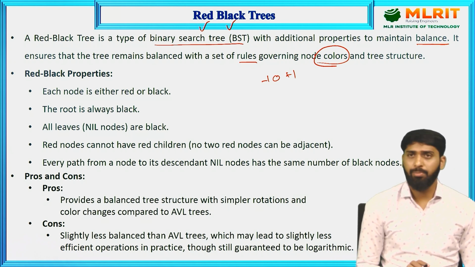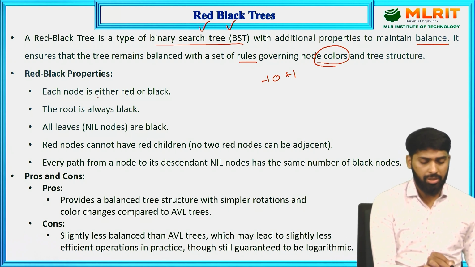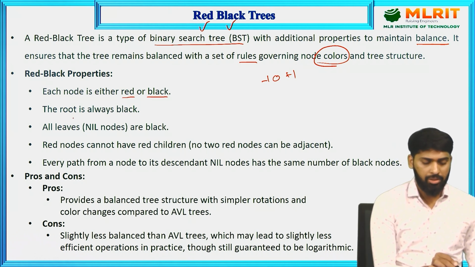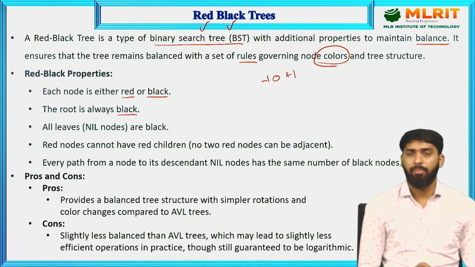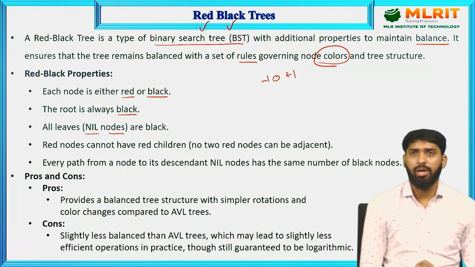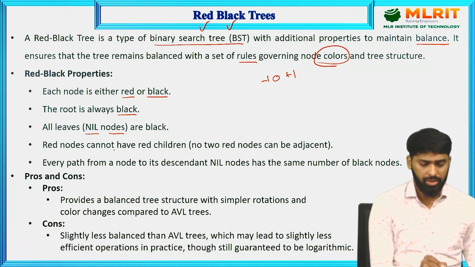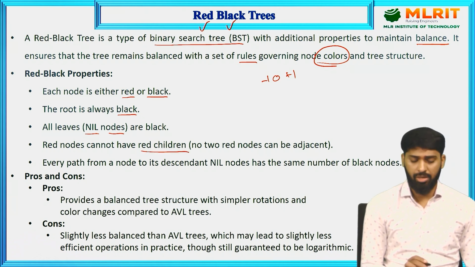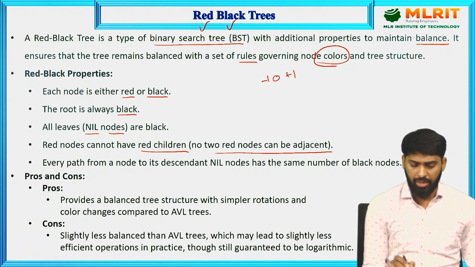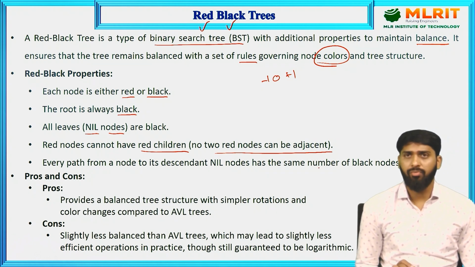So red black tree properties. Each node is either red or black in color. The root is always black. All leaves, nil nodes, are black. Red nodes cannot have red children. No 2 red nodes can be adjacent. Every path from a node to its descendant nil nodes has the same number of black nodes.